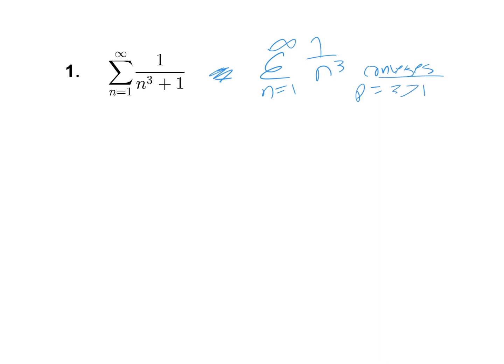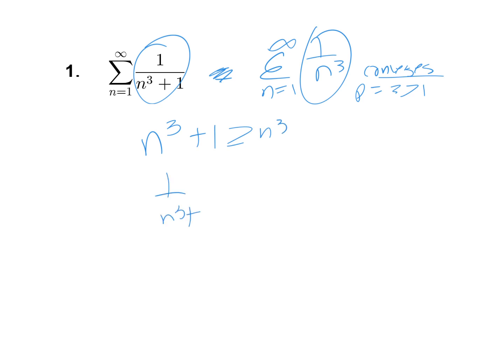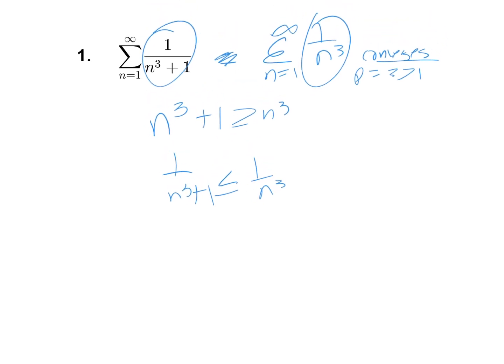so we know it converges. Now, before we use the comparison test, we need to determine whether this is going to be bigger or smaller than 1 over n to the third. We can set the denominators less than or equal to each other, which is basically saying n to the third plus 1 is greater than or equal to n to the third. Since we know that this is bigger, that means 1 over that is going to be smaller. So now we can start the comparison test.